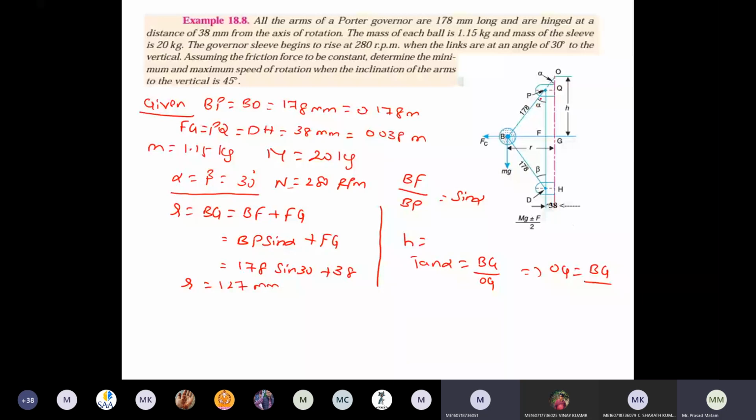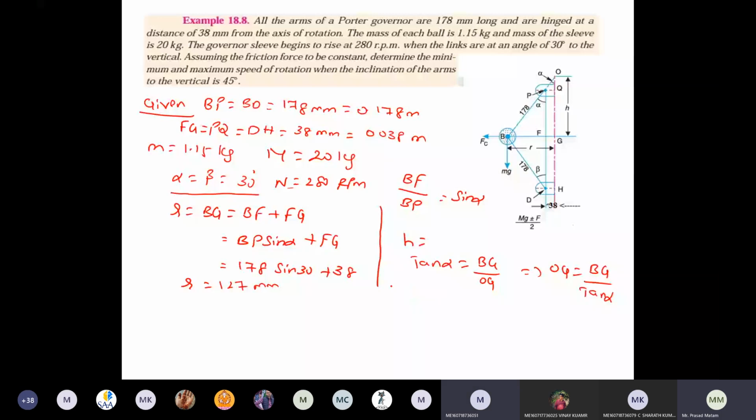We have to find the BP. Using the Pythagoras theorem, how can we find them, sir? We have extended this line. You can see this dotted line is extended. So the height will increase up to P, right? Yes, the height will increase.